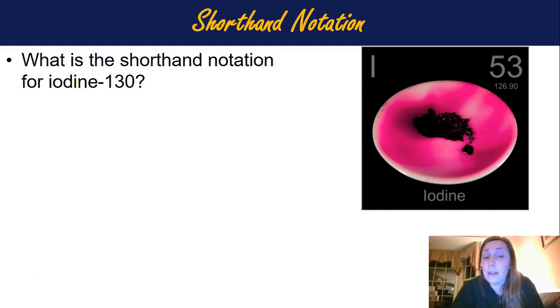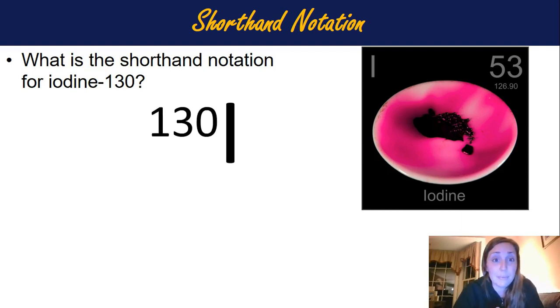All right, once you've found it on your periodic table, the next thing you want to do is write the symbol of the element. Iodine is an I, so a capital I goes on your paper. Now we're going to do our numbers to the left of the letter. The top number is your mass number, and that does not come from the periodic table. So that comes from the name, and the name is iodine 130, so 130 is going on the top.